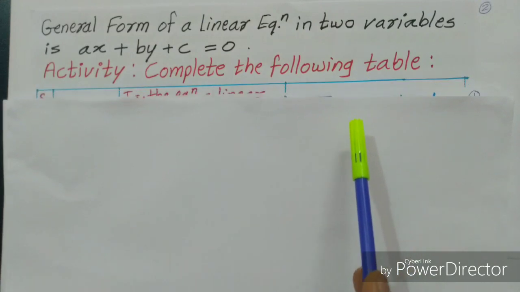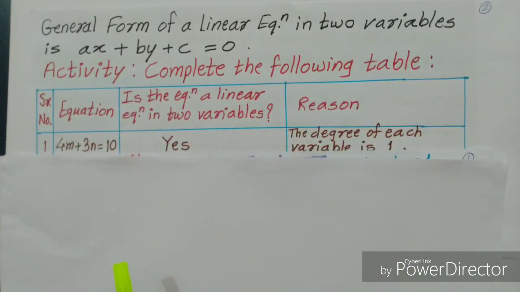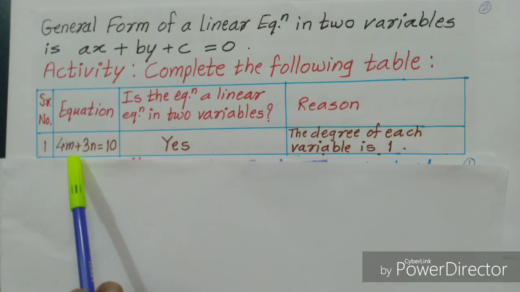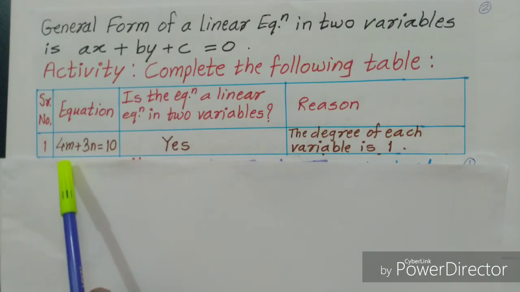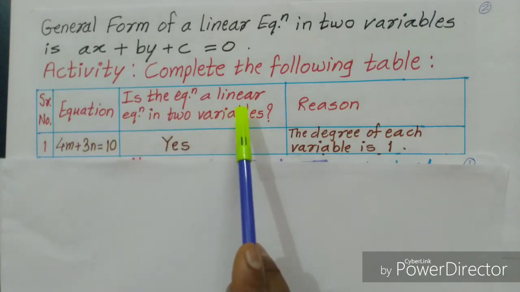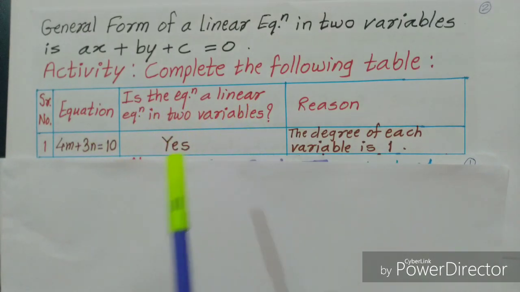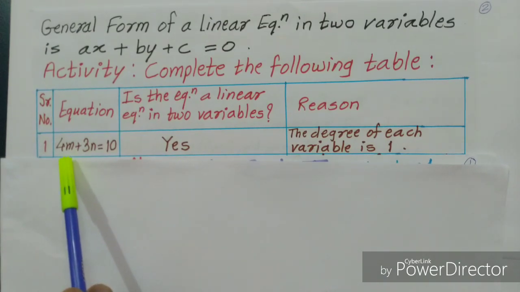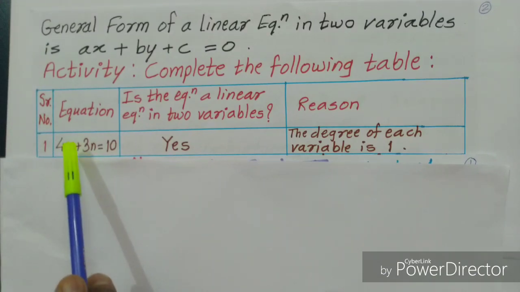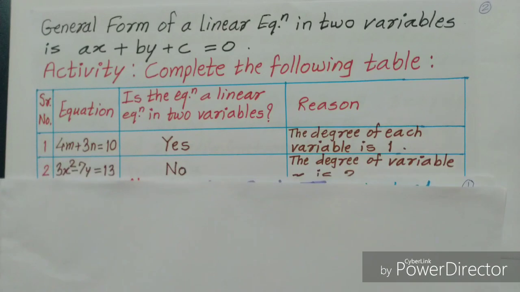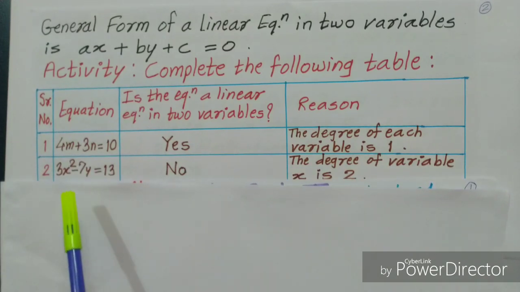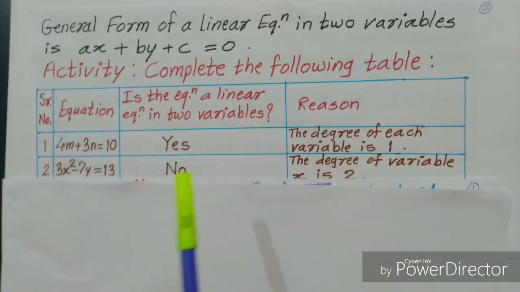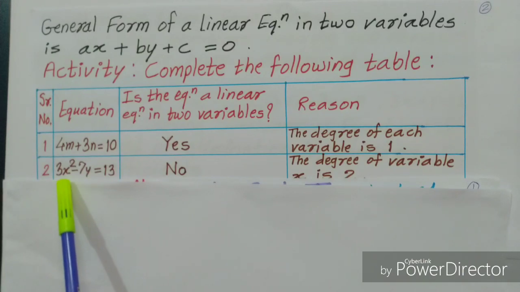Activity: complete the following table. Here equations are given. First equation is given. Is the equation a linear equation in two variables? Yes, because the degree of variables m and n is 1. Second equation is given. Is it a linear equation in two variables? No, because the degree of variable x is 2.